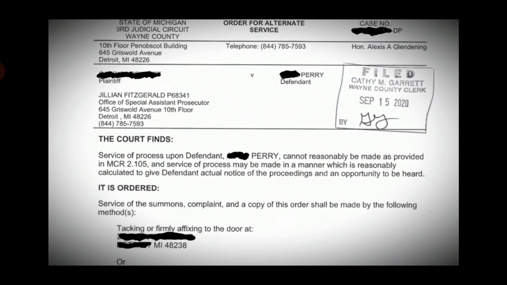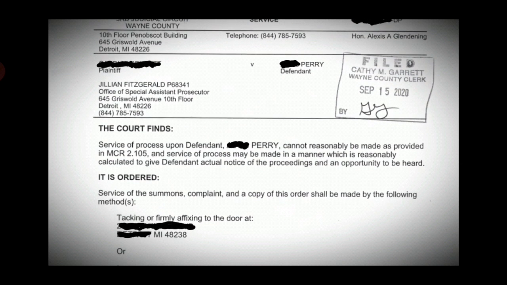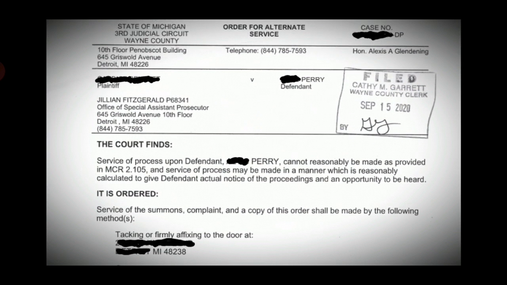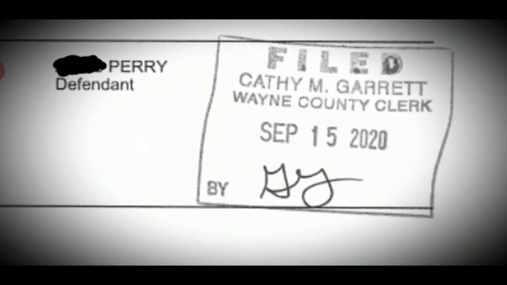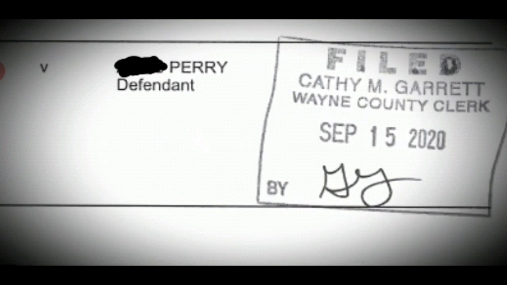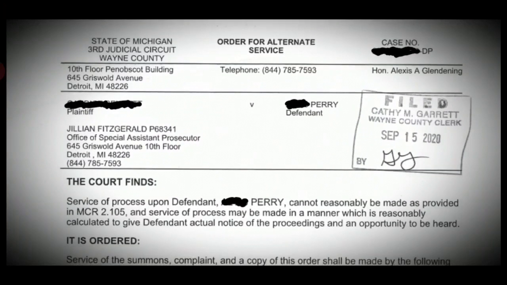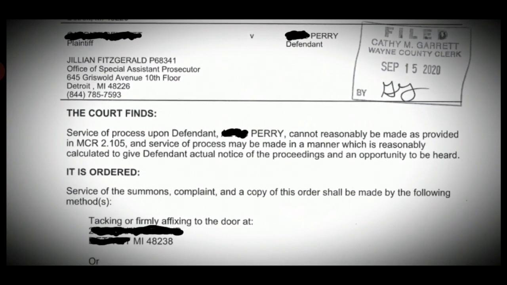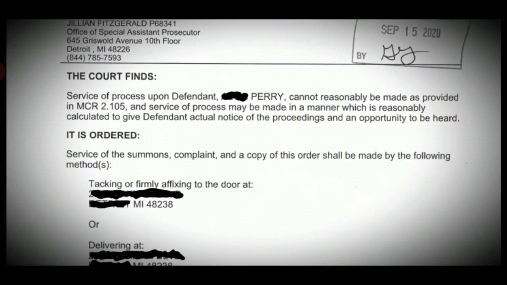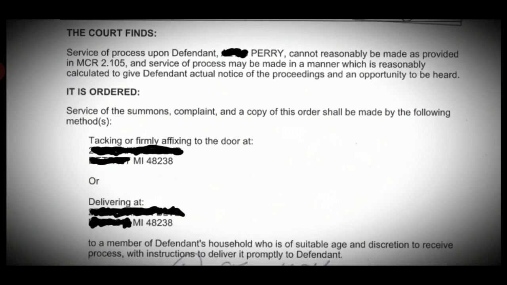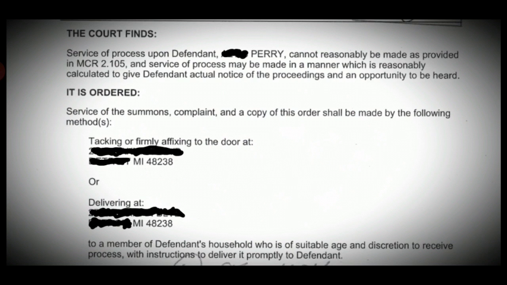Case number I still crossed out. Plaintiff's name I still crossed out. My ARC, Mr. Perry, he is the defendant. And this order was in fact still file stamped on what? September 15th, 2020. Last month, this year. Jillian Fitzgerald, we're going to call her Jill, right? As the prosecuting attorney. And then let's continue on to see what the court states.